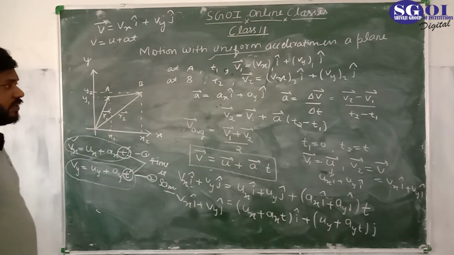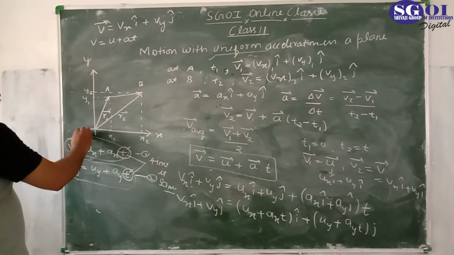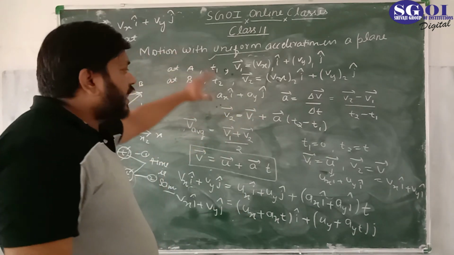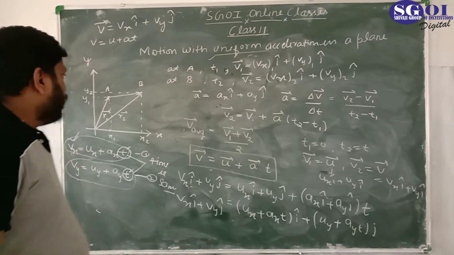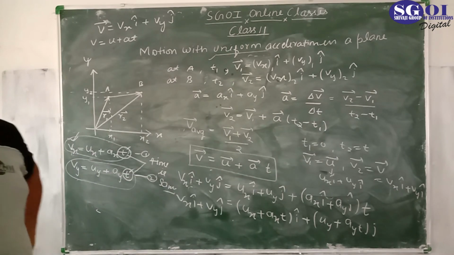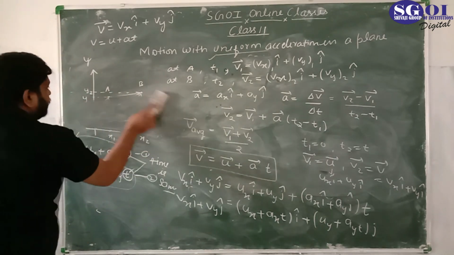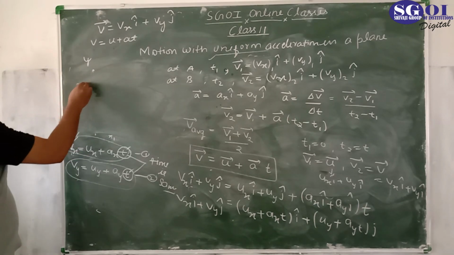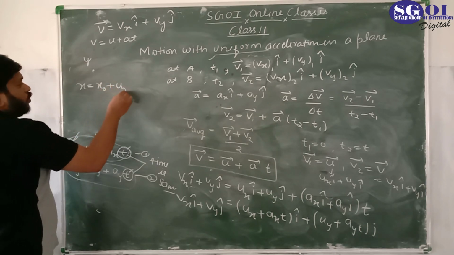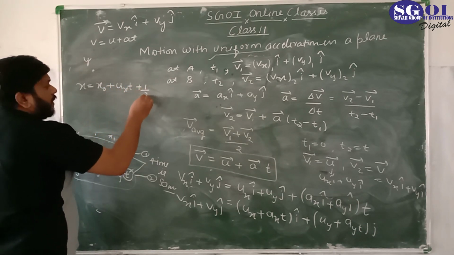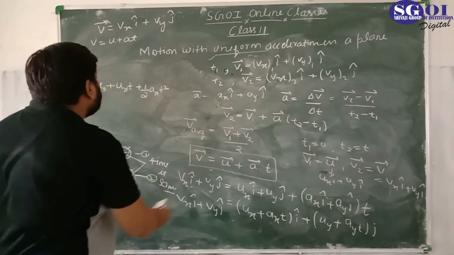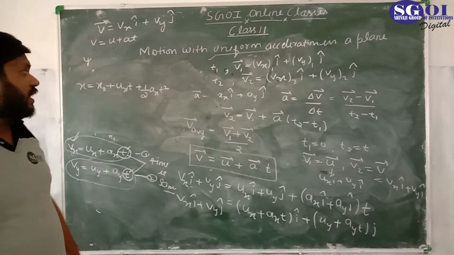So the time is the same here, and these two equations are used independently when we study projectile motion, the topic next to this. We would use all the equations just like we are using here. So for the next two equations, x equal to x naught plus ux t plus 1 by 2 ax t square. Similarly, this is the equation for the displacement.